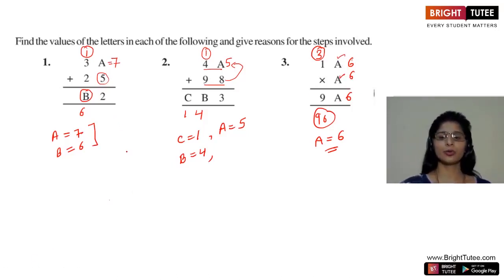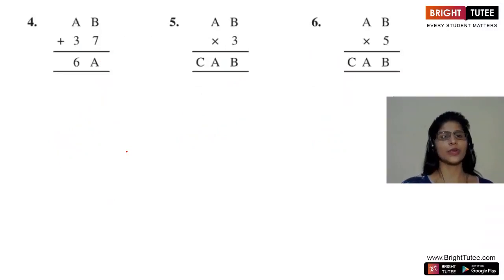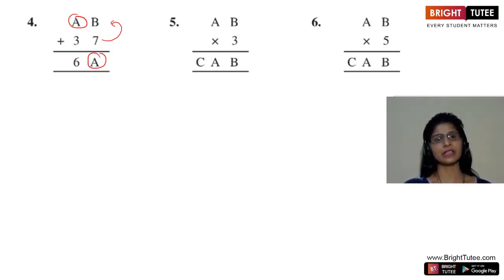Okay, let us move to the next question. That is question number 4. Here we have to add AB and 37. The answer will be 6A. A, B, C here are representing a single digit. So what do we have to add to 7 so that we get something exactly the same as here? So 3 plus what will be 6? 3 plus 3 we need.